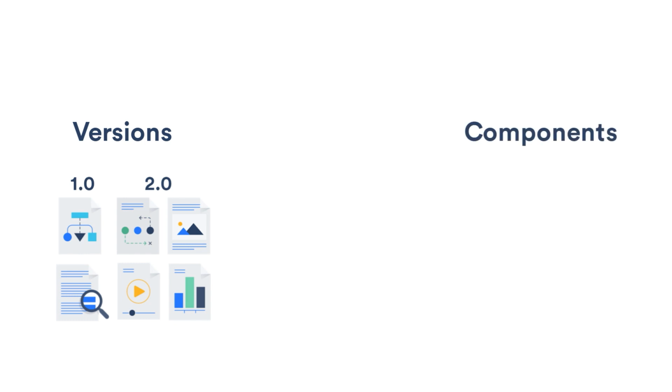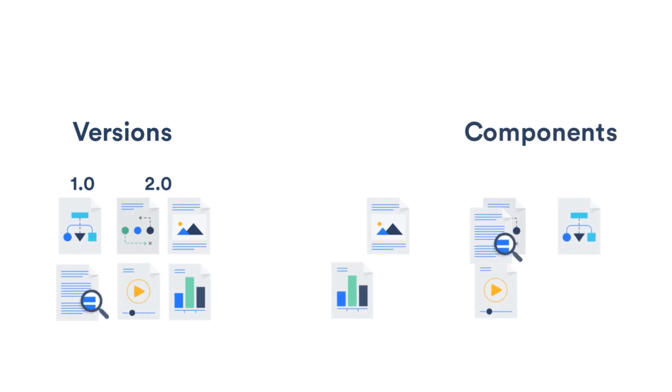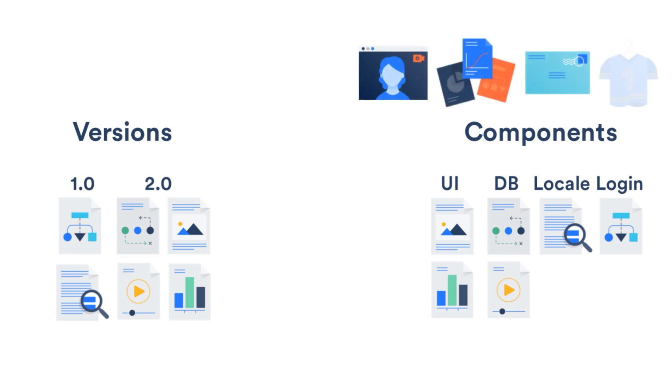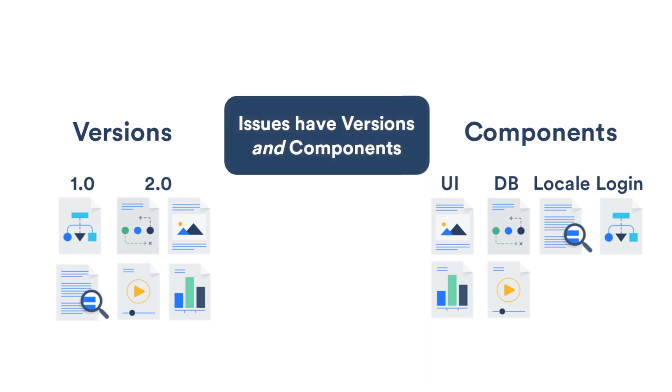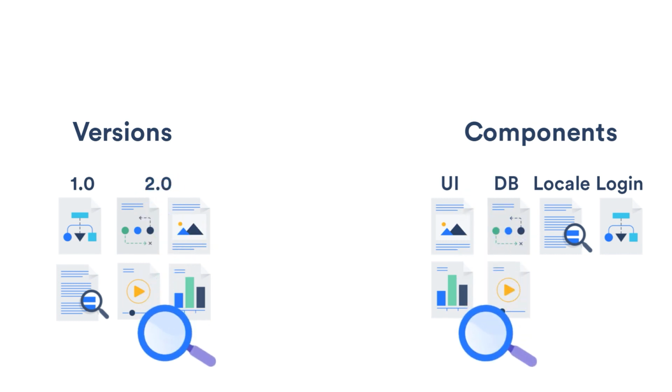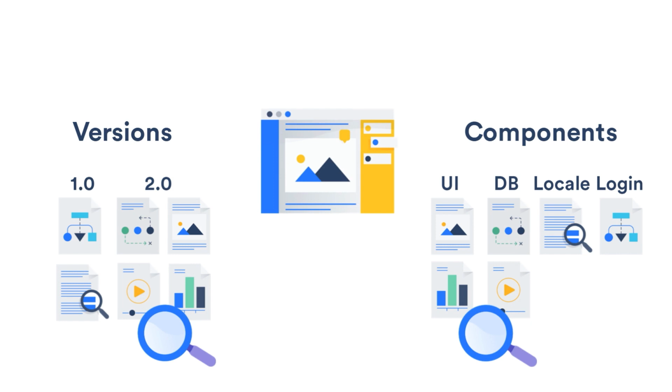Components are a way to categorize issues within a project into smaller parts. For example, the Teams in Space development project might have components for UI, database, localization, and login. Each issue has a component field which is populated with one of these. A marketing project might have components for videos, brochures, mailers, and clothing. Issues can be organized into both versions and components. These are useful to quickly find all issues of a certain component or version, or to use in project management reports.